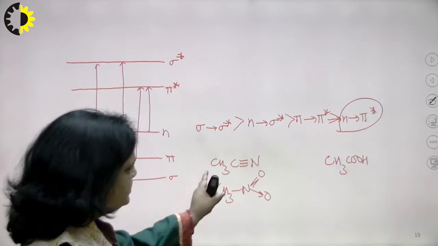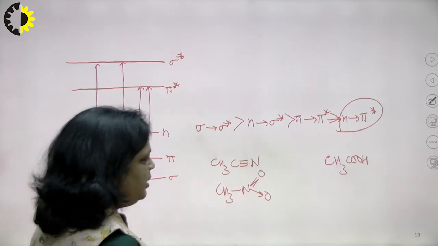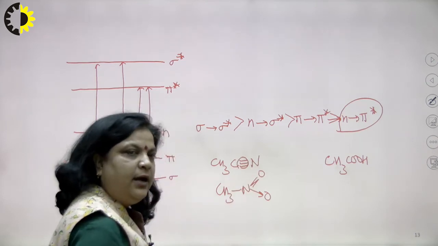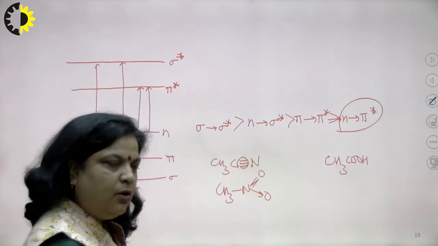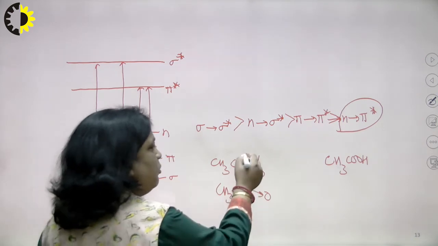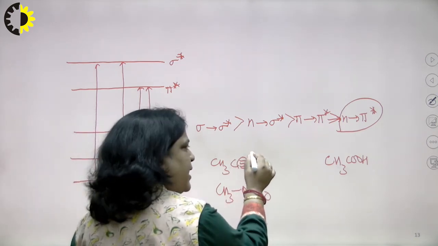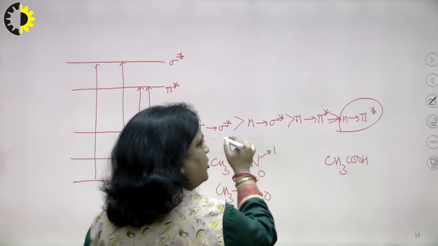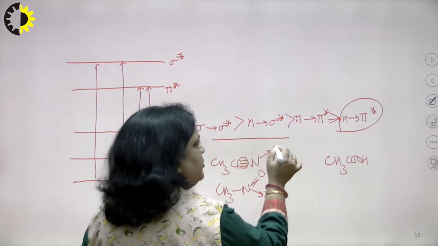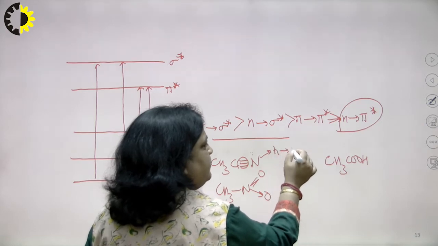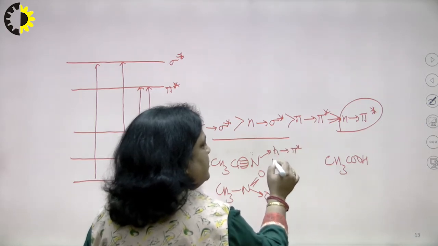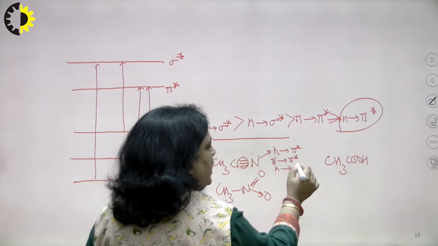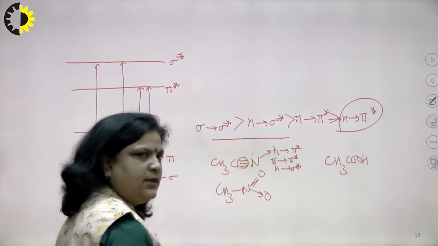Now, in this case CH3C triple bond N, unsaturation is there and nitrogen has unpaired, that is non-bonding, electrons. So in this case pi is there, n is there. So the possible transitions are all 4: sigma to pi star, n to pi star, pi to pi star, n to sigma star, and sigma to sigma star is there.